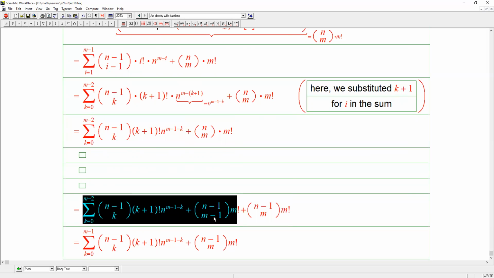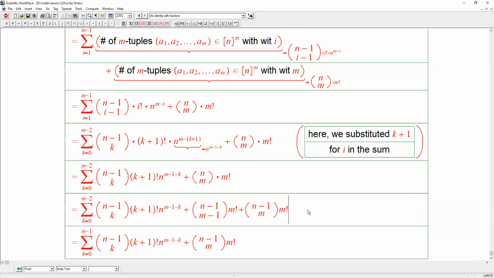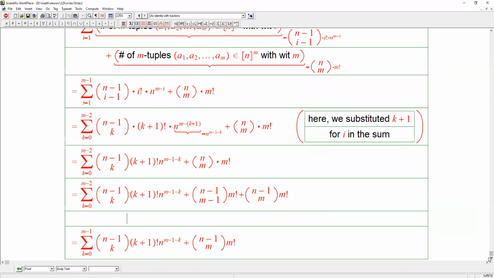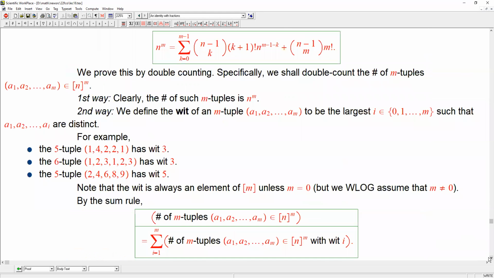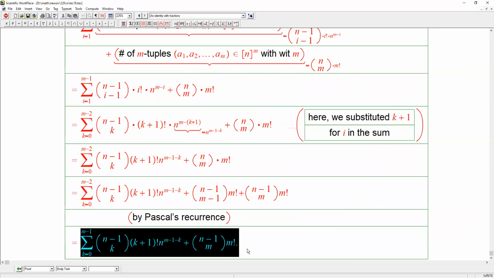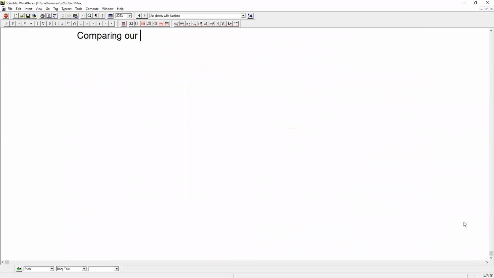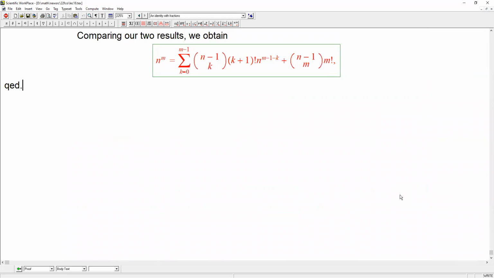These two sums are just identical. And this here equals this here by Pascal's recurrence, because the m factorials are actually the same. And this n choose m is n minus 1 choose m minus 1 plus n minus 1 choose m. So what plays into our hands here is Pascal's recurrence. And again, comparing our two answers, the first one is n to the m, and the other one is this mess that we got at the end. We get our claim. So we get this here, QED.